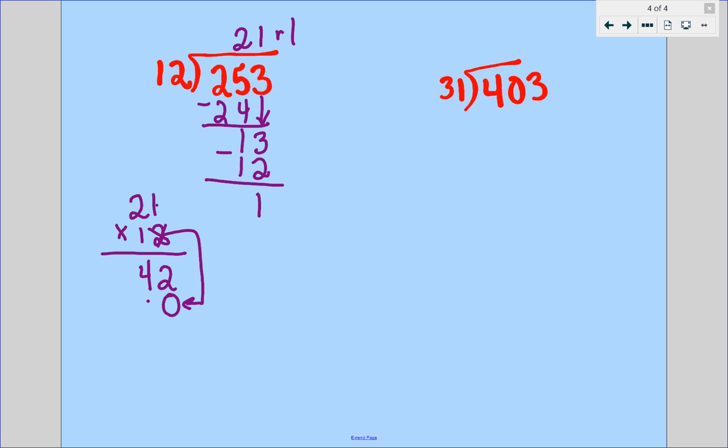1 times 1 is 1. 1 times 2 is 2. Add them together, and you get 252. But I have 1 remainder, so I have to add that 1 remainder in there, and that's where I get my 253.